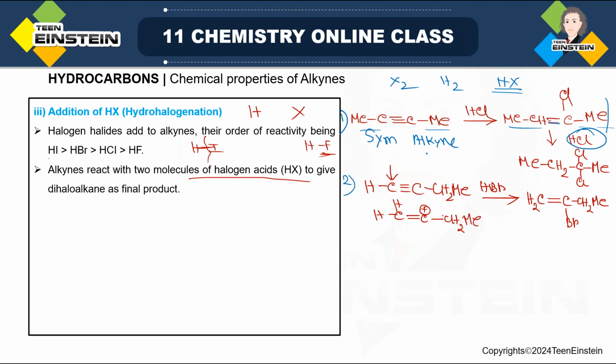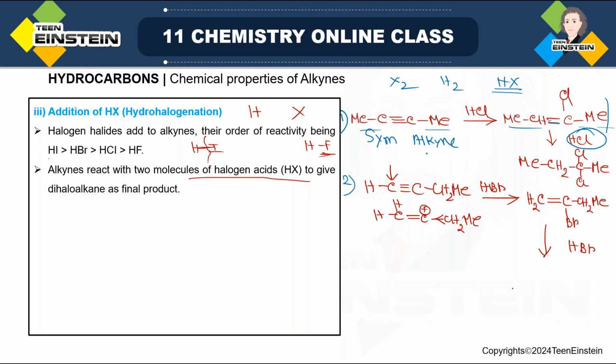Now it is expected because here we will have some plus I effect from this side, so that is why this positive charge is stable here. So through this carbocation you will get the product, and this is according to Markovnikov. Another HBr addition is possible.